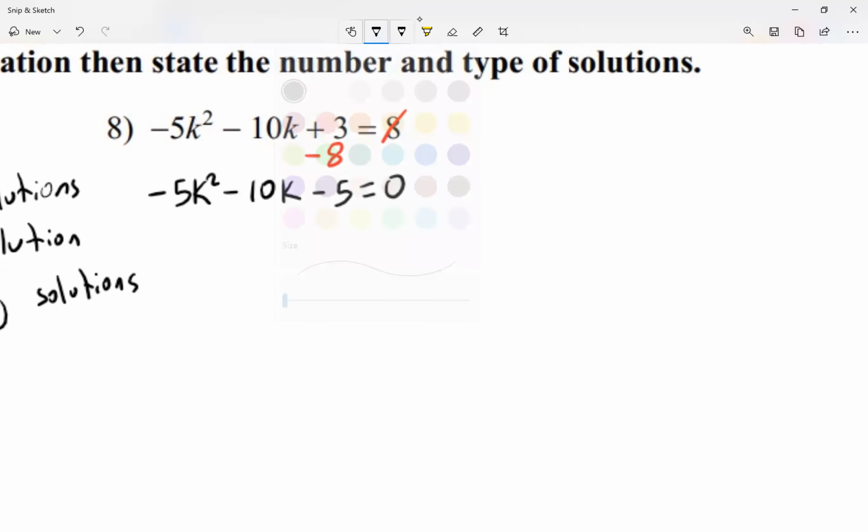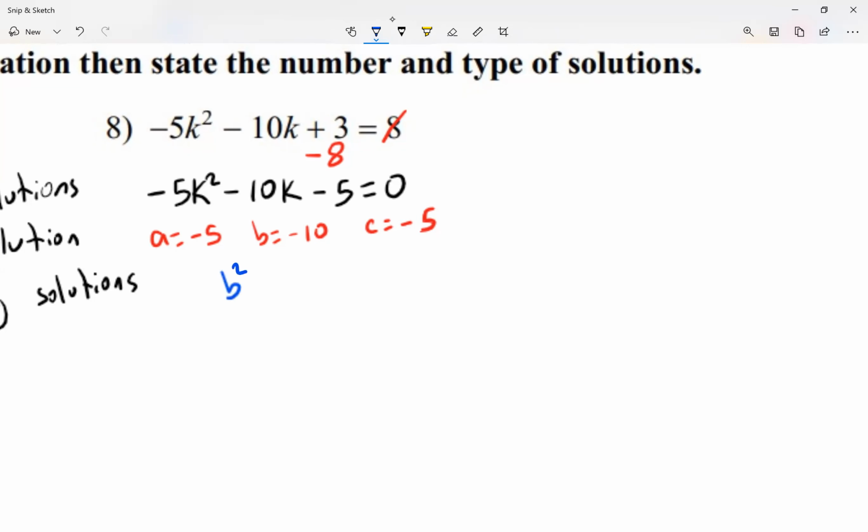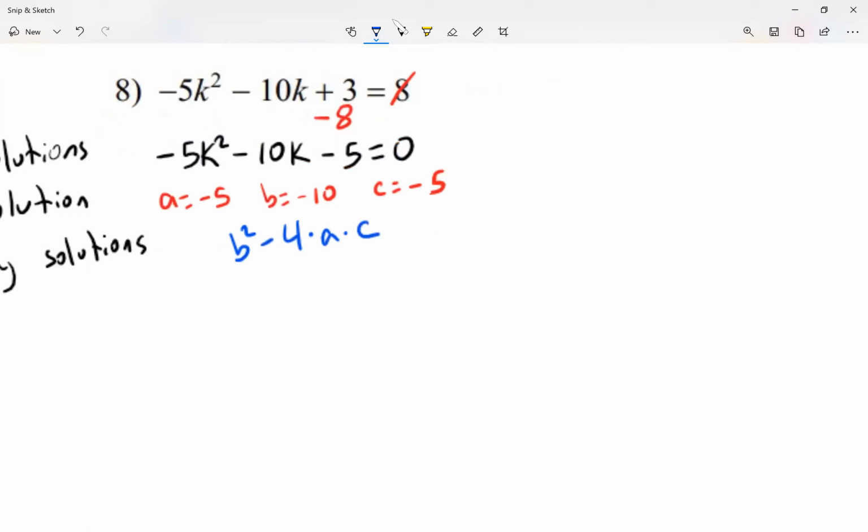So I know that my A is a negative 5, my B is a negative 10, and my C is a negative 5. So don't ignore the signs. And I know my discriminant is the formula B squared minus 4 times A times C. Because of the negative signs, I'm going to use parentheses for my multiplication, okay?